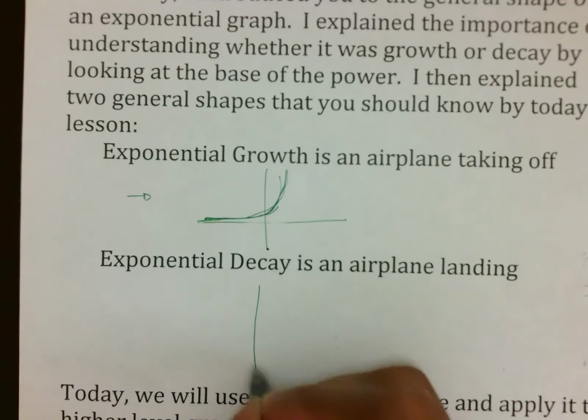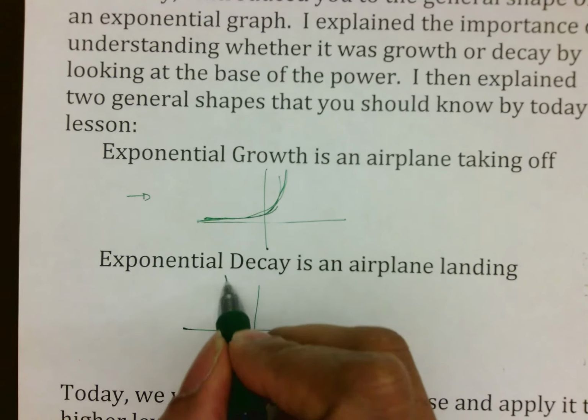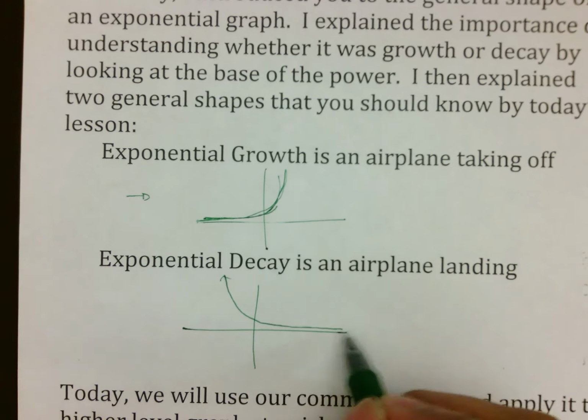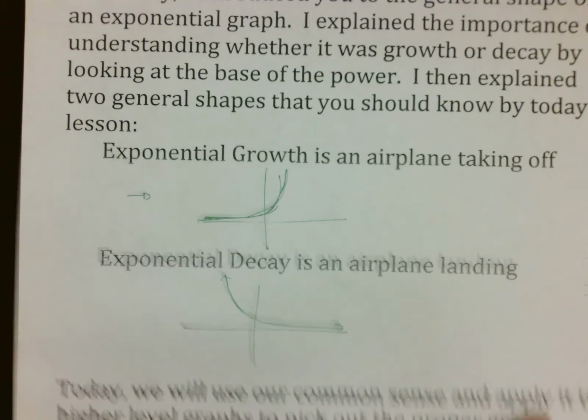Exponential decay would be like an airplane landing. Again, going left to right, it's going down, so it comes down and then continually approaches the axis that way. So those are the two shapes that you should have come in with at least an idea of.